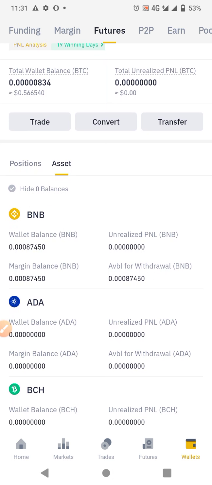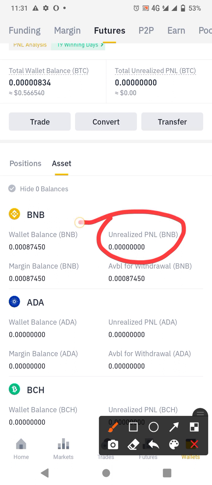You can see they have the same value. Now you see this unrealized PNL. If I'm gaining money and I've not closed my position, it will be here. If I'm losing money and I've not closed my position, it will be here. So if I'm gaining money, this unrealized PNL will be plus. If I'm losing money, it will be minus. Are you getting me?